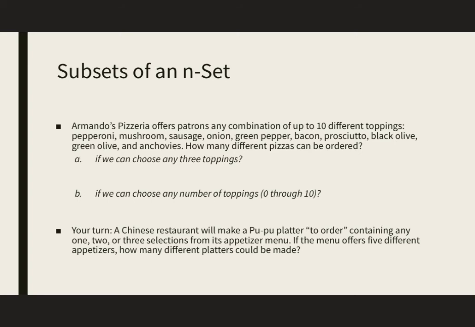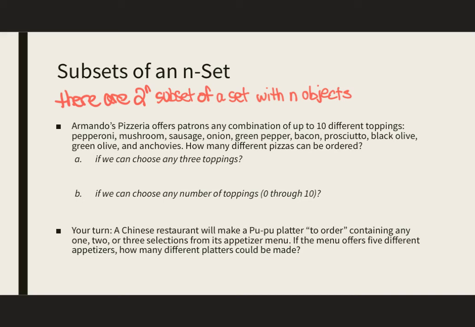The last thought, which is a small one, is about subsets of an n set. I don't have a separate slide for the definition of this, so I'll just say it and write it here. There are 2 to the n subsets of a set with n objects. So you have 5 objects or 10 objects or whatever. How many subsets are there? A little confusing at first, but once I show the example, I think it should make sense.